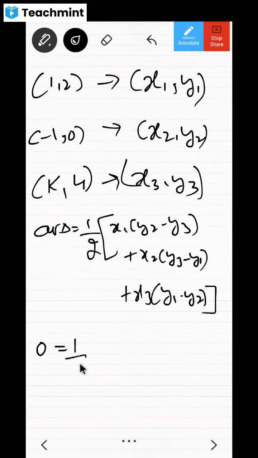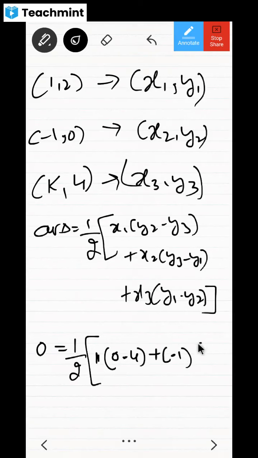And 0 is equal to 1 by 2 bracket. What comes here? x1 means 1, bracket, y2 minus y3 means 0 minus 4. Okay. Then plus x2. x2 means minus 1. Then in bracket, y3 minus y1 means 4 minus 2. All right. Then plus x3. x3 means k. And that is x3 bracket y1 minus y2. y1 minus y2 means 2 minus 0. Is it clear whatever I have written here?